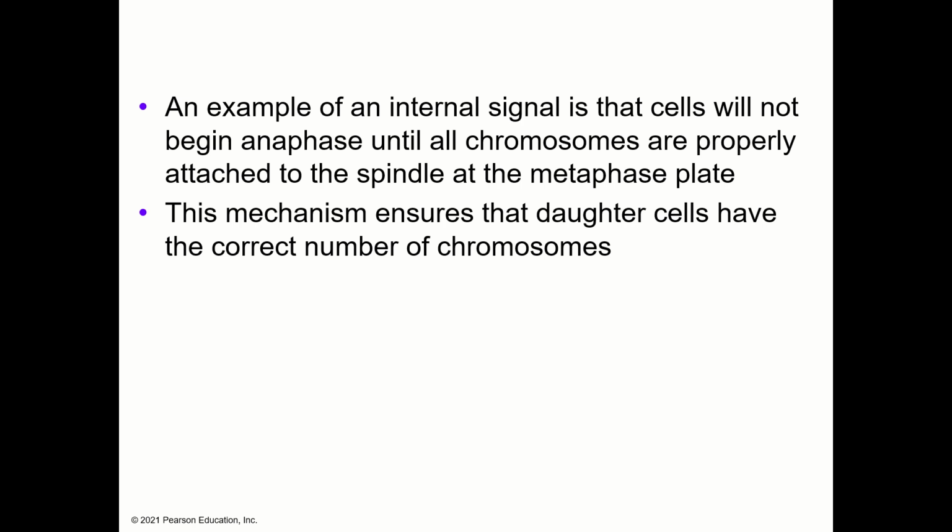An example of an internal signal is that cells will not begin anaphase until all chromosomes are properly attached to the spindle at the metaphase plate. This mechanism ensures that daughter cells have the correct number of chromosomes.